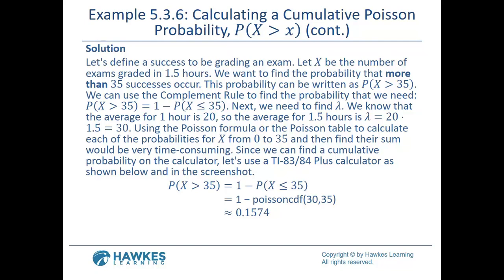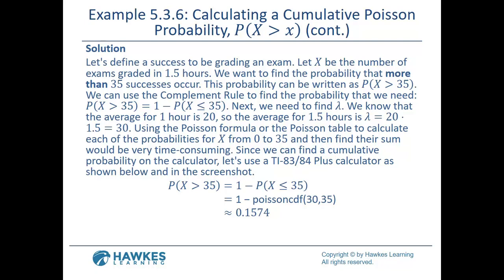And we know that she averages 20 exams in 1 hour. But remind yourself that we are actually looking at not 1 hour, but an hour and a half. So the average for 1.5 hours is basically going to be 20 times 1.5, which will be 30. Okay, and that will allow me to figure out everything I need for the Poisson formula and table.